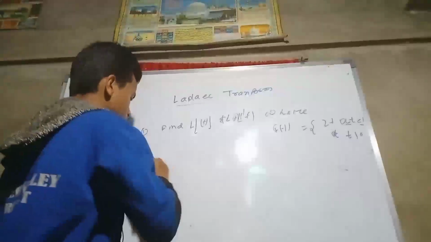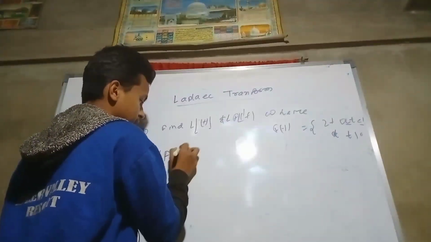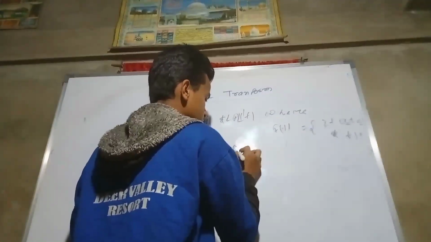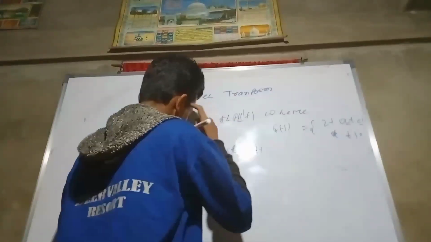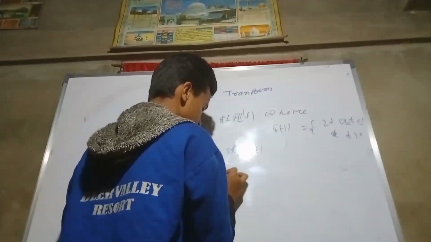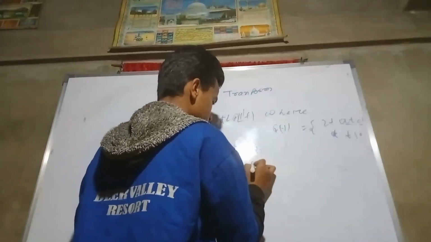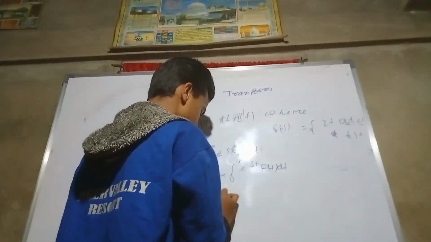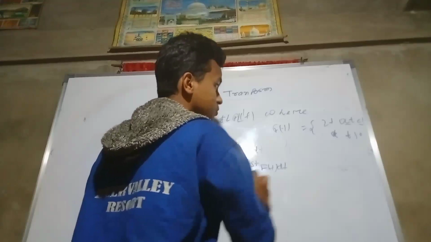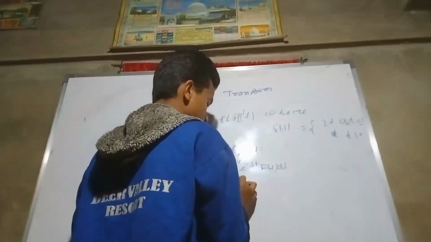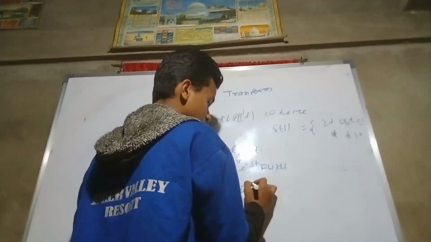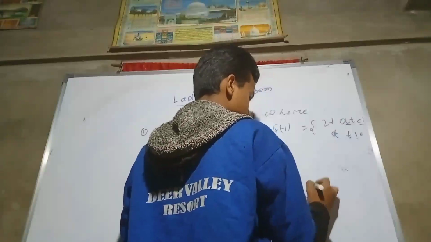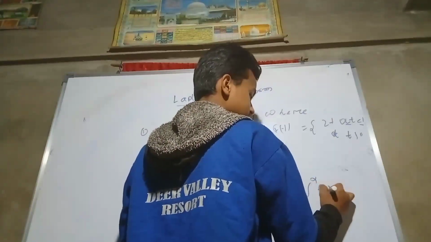How can we do this? We know that the Laplace transform of f(t) is nothing but the integral from 0 to infinity of e^(-st) f(t) dt. Okay, so that gives me the limit as b tends to infinity of the integral from 0 to b of e^(-st) f(t) dt. Now that can be written as the limit as b tends to infinity of the integral from 0 to 1 of e^(-st) f(t) dt plus the integral from 1 to infinity of f(t) e^(-st) dt.